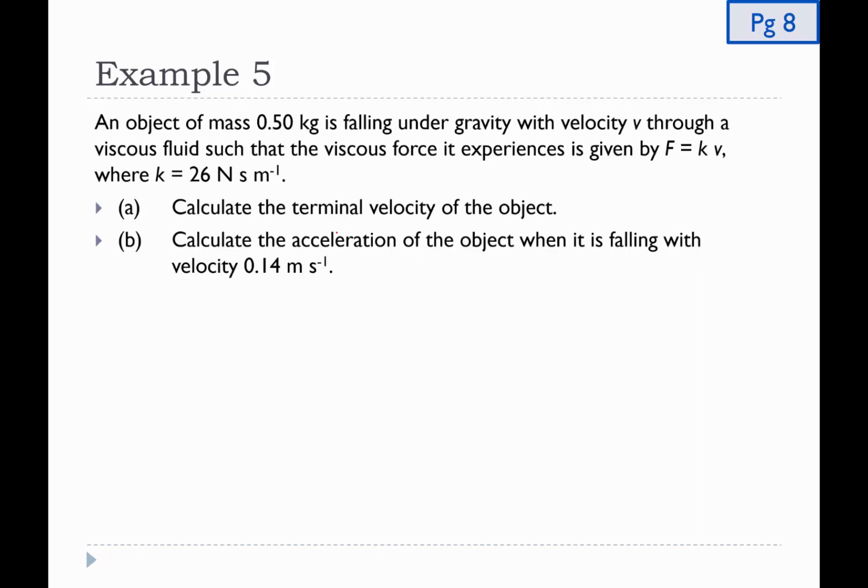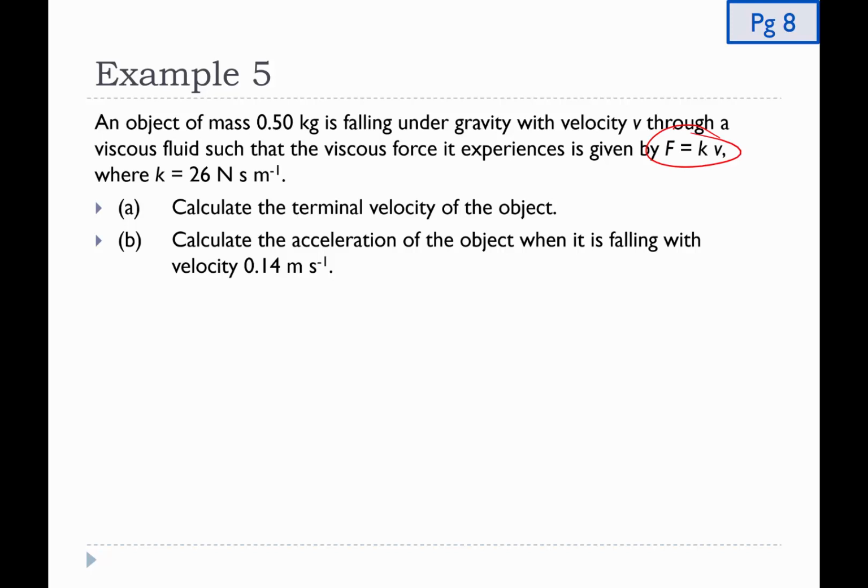So we move on to example 5. In example 5, an object of mass 0.5 kg is falling under gravity with velocity v through a viscous fluid such that the viscous force it experiences is given by F equals kv, where k is equal to 26 newton second per meter. Calculate the terminal velocity of the object. Calculate the acceleration of the object when it is falling with velocity 0.14 meter per second. Something of note, like I mentioned just now: if you ever are required to calculate viscous force, an equation will be given to you, such as in this example.